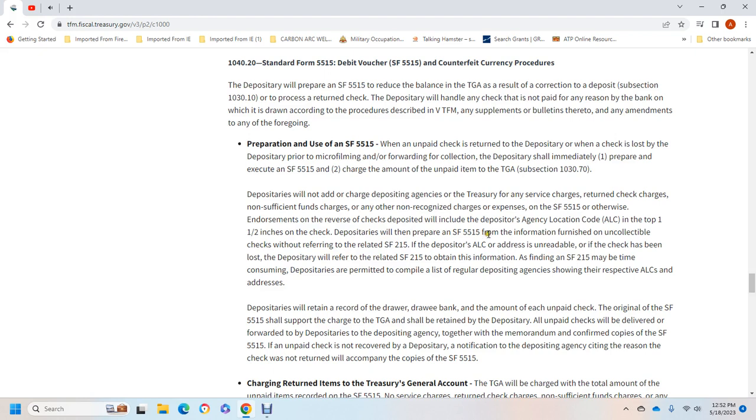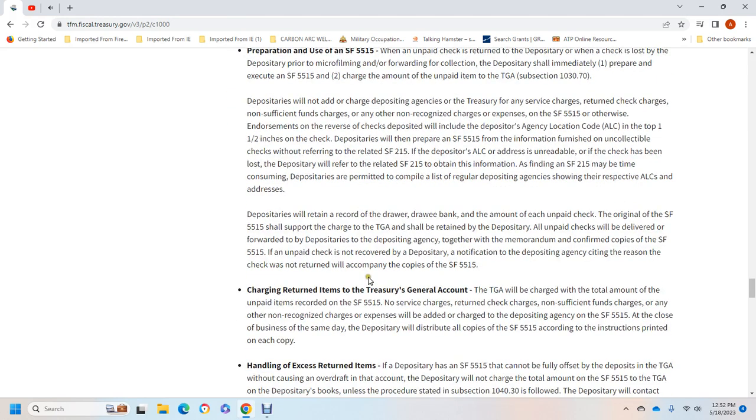The depositor will prepare Standard Form 5515 with the information furnished on uncollectible checks without reporting related to Standard Form 215 depositing agency location address on the related check. If the check has been lawful, the depositor will refer to the related Standard 215 with the same information. Finding the 215 may be time consuming, so the depository is permitted a reliable list of regular depositing agents showing the agency location address.